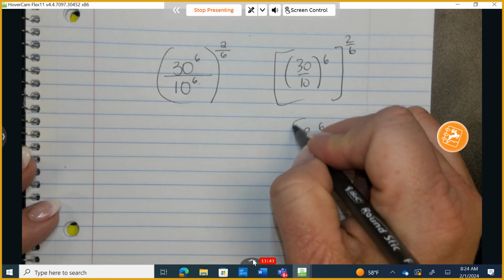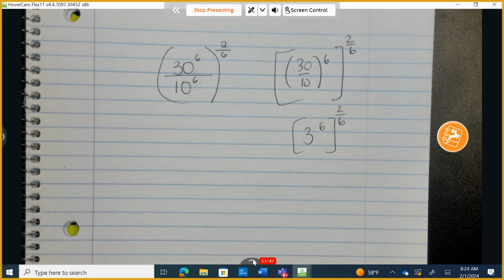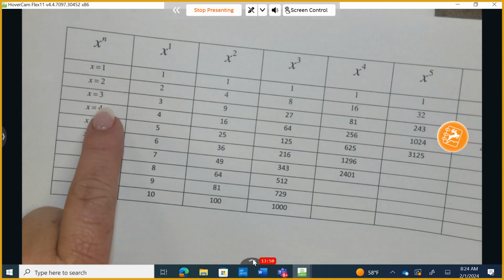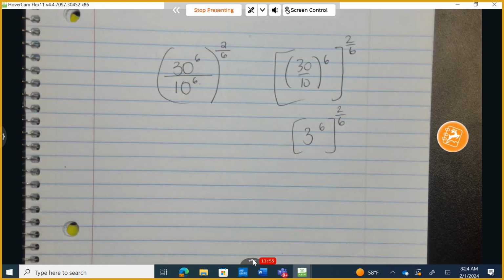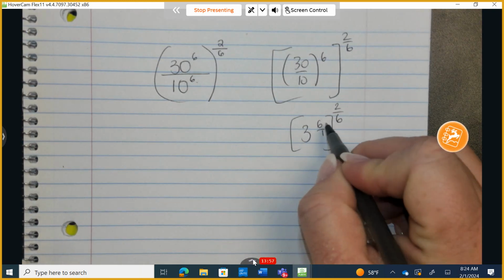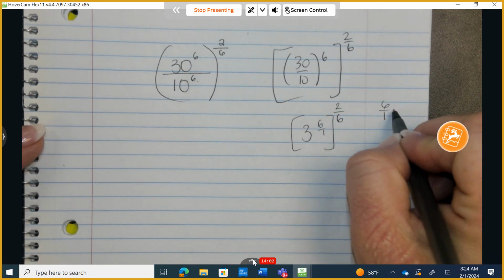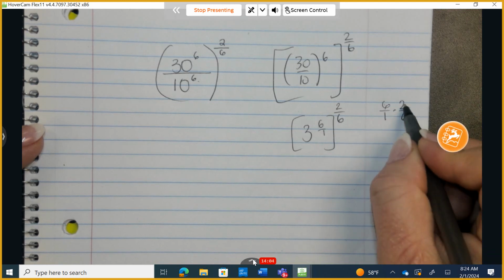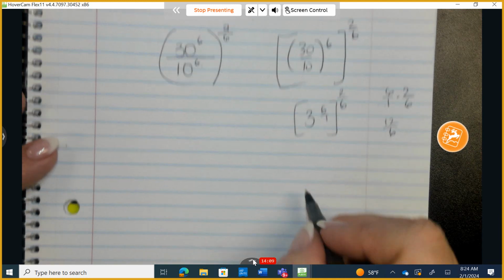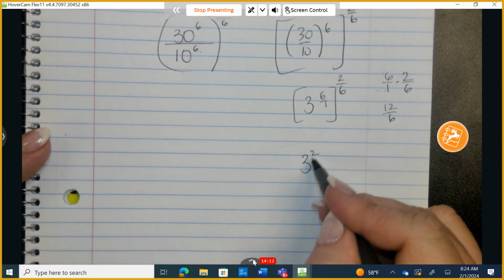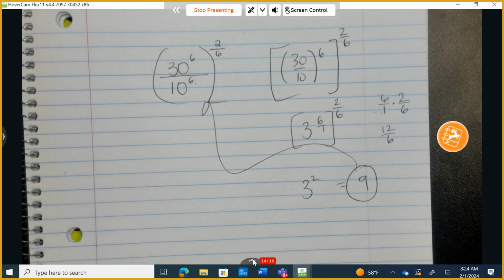Okay, that's simple. Let's figure out what 3 to the 6th is: 3 to the 1st, 2nd, 3rd, 4th, 5th, 6th. Before I change this into a 729, here's what I recognize. When you have an exponent raised to a higher exponent, you always multiply. So I'm going to come off to the side. 6 over 1 times 2 over 6 is 12 over 6. Well, what is 12 over 6? 12 over 6 is simply 2. 3 to the 2nd power is 9. This entire thing is equivalent to 9.